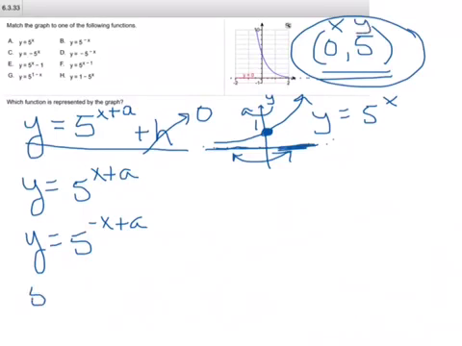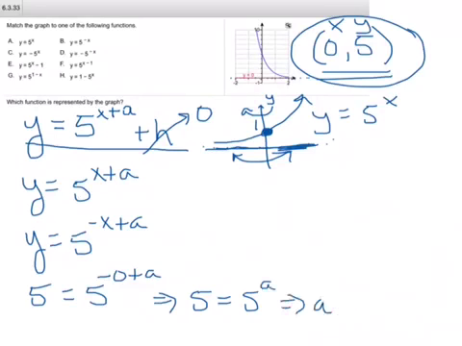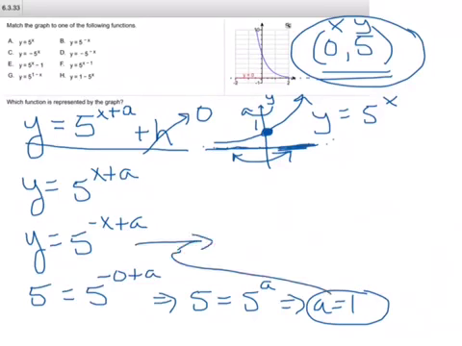So we would have 5 equals 5 to the negative 0 plus a, and now we can try to solve for a. So this would give us 5 equals 5 to the a. That means that a is equal to 1. Okay, so using that information with the reflection we already have, we have the following equation for our graph: y equals 5 to the negative x plus 1.